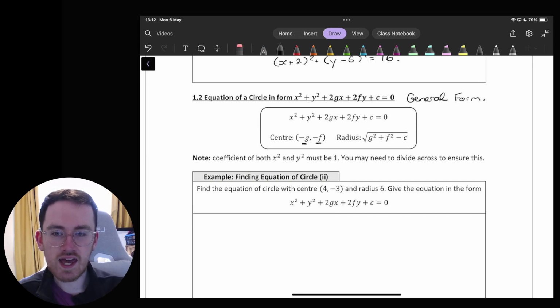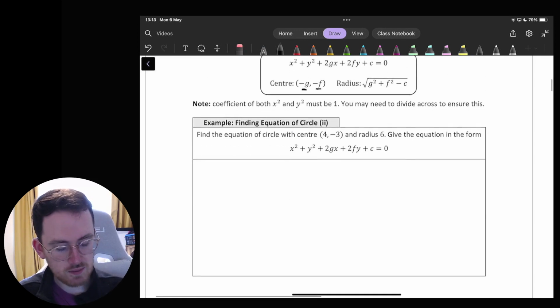Okay, once again, the coefficient of x squared and y squared must be 1. The main reason for that is that when we want to identify the center or the radius, we have to have that coefficient of 1. We may choose to write it in a format where we've multiplied across to eliminate a fraction or something like that, so that x and y do have a coefficient, but if we need to use the center being (-g, -f), we need to ensure that x squared and y squared have a coefficient of 1 before we do that.